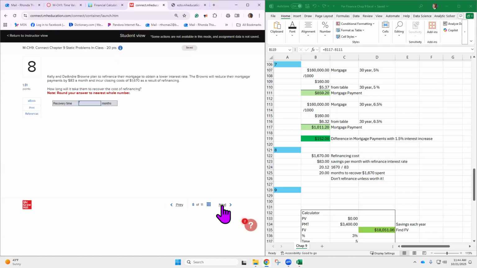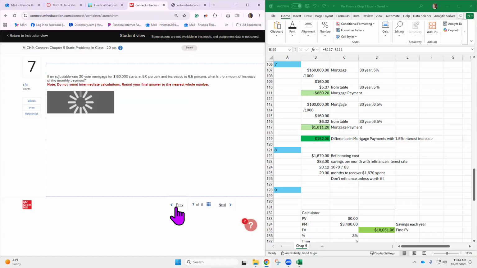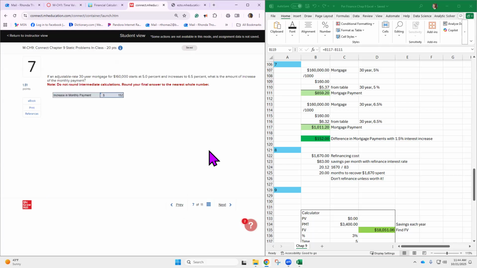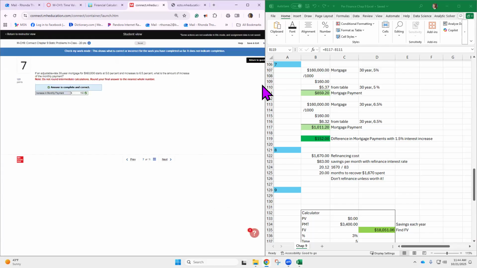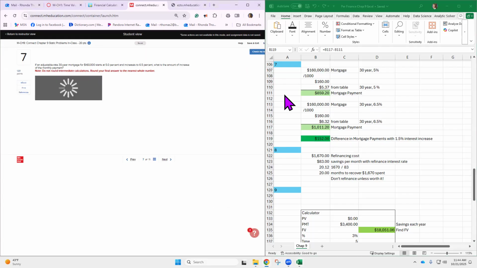Are you with me? Yeah. All right. We use that table quite a bit. I mean, double check my answer is right. Okay. So you got to know what the two mortgage payments are once the interest rate changed in order to find the difference. Okay. Next one, let's talk about refinancing.